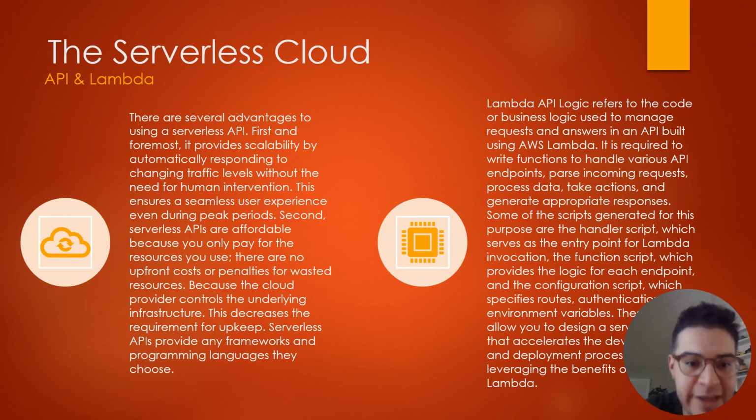Talking about API and Lambda. These are two services that AWS provides for you. There are a couple of advantages to using a serverless API. It provides scalability by automatically responding to changing traffic levels without the need of a person's interaction. This will ensure that the customer or the user has an amazing experience at peak periods, even if a lot of people are using it.